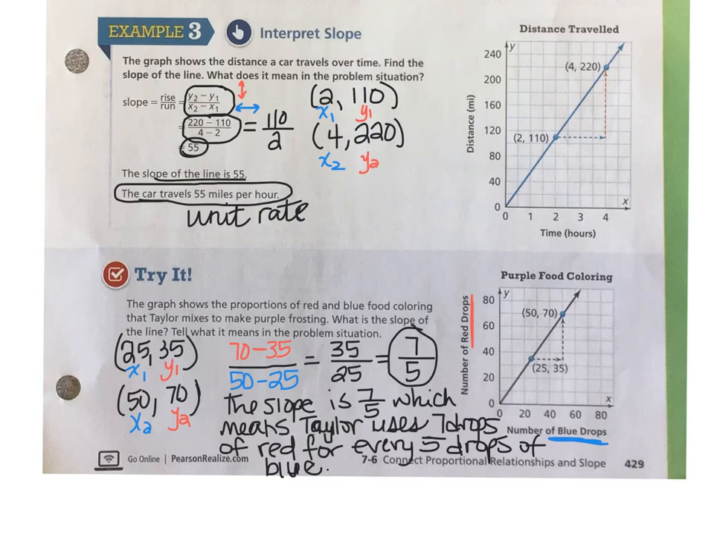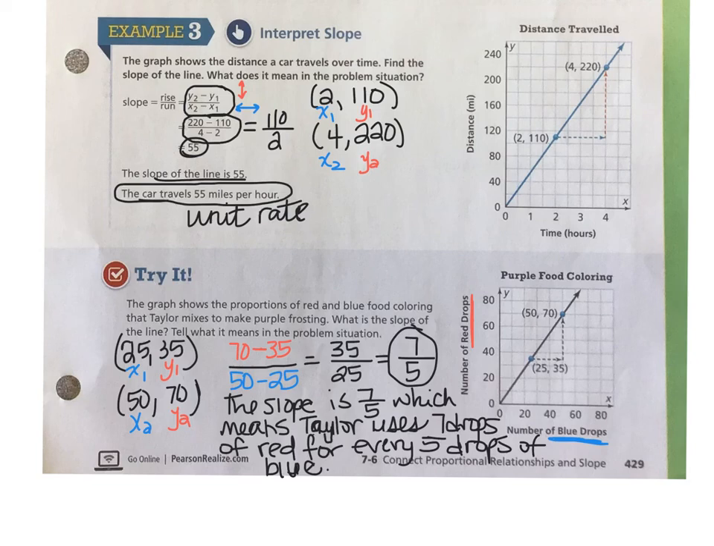Now let's check your work. The two ordered pairs from the graph are 25, 35 and 50, 70. By labeling the first ordered pair as x1, y1 and the second ordered pair as x2, y2, I can subtract them to find out that the top number, or the difference in the y values, is 35 and the difference in the x values is 25. And I can simplify that into the fraction 7/5.